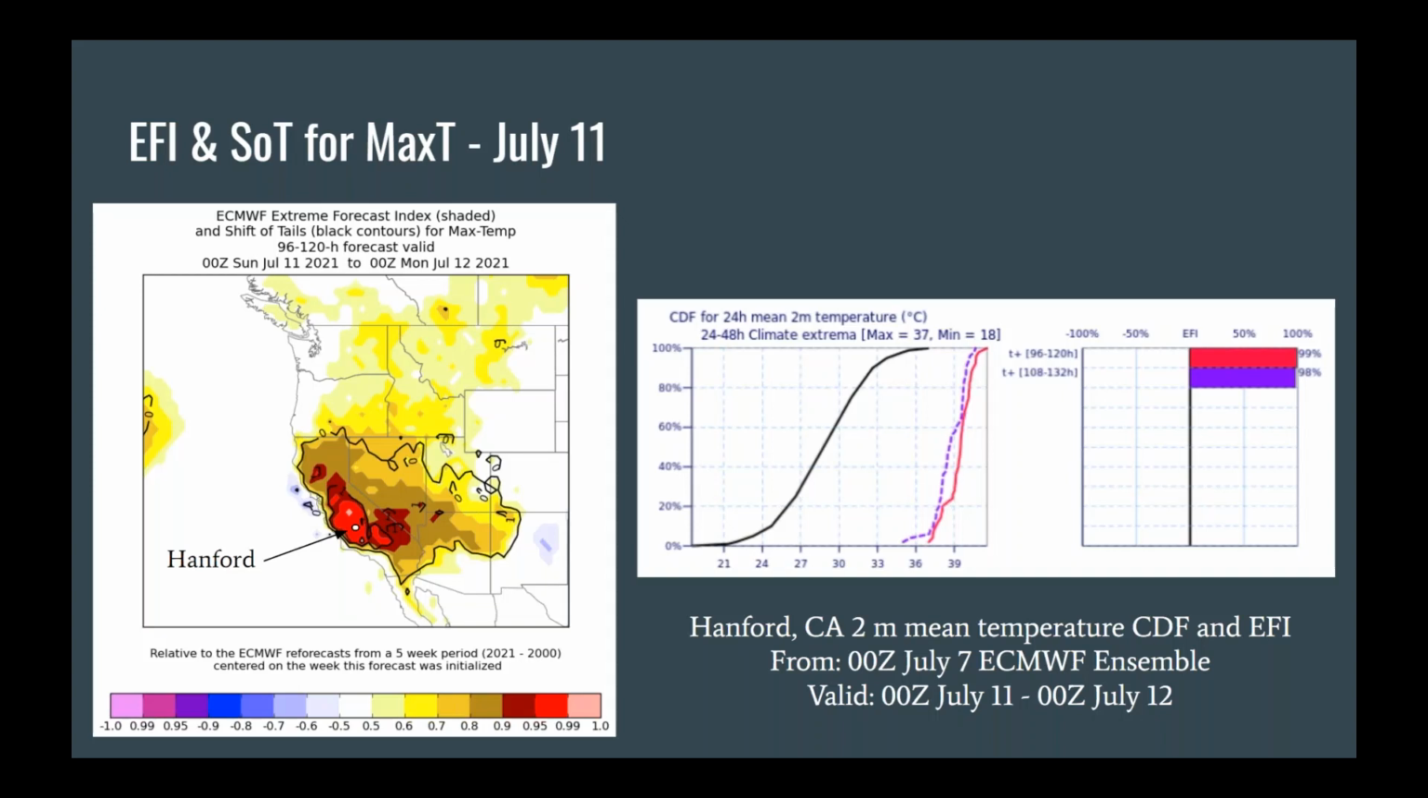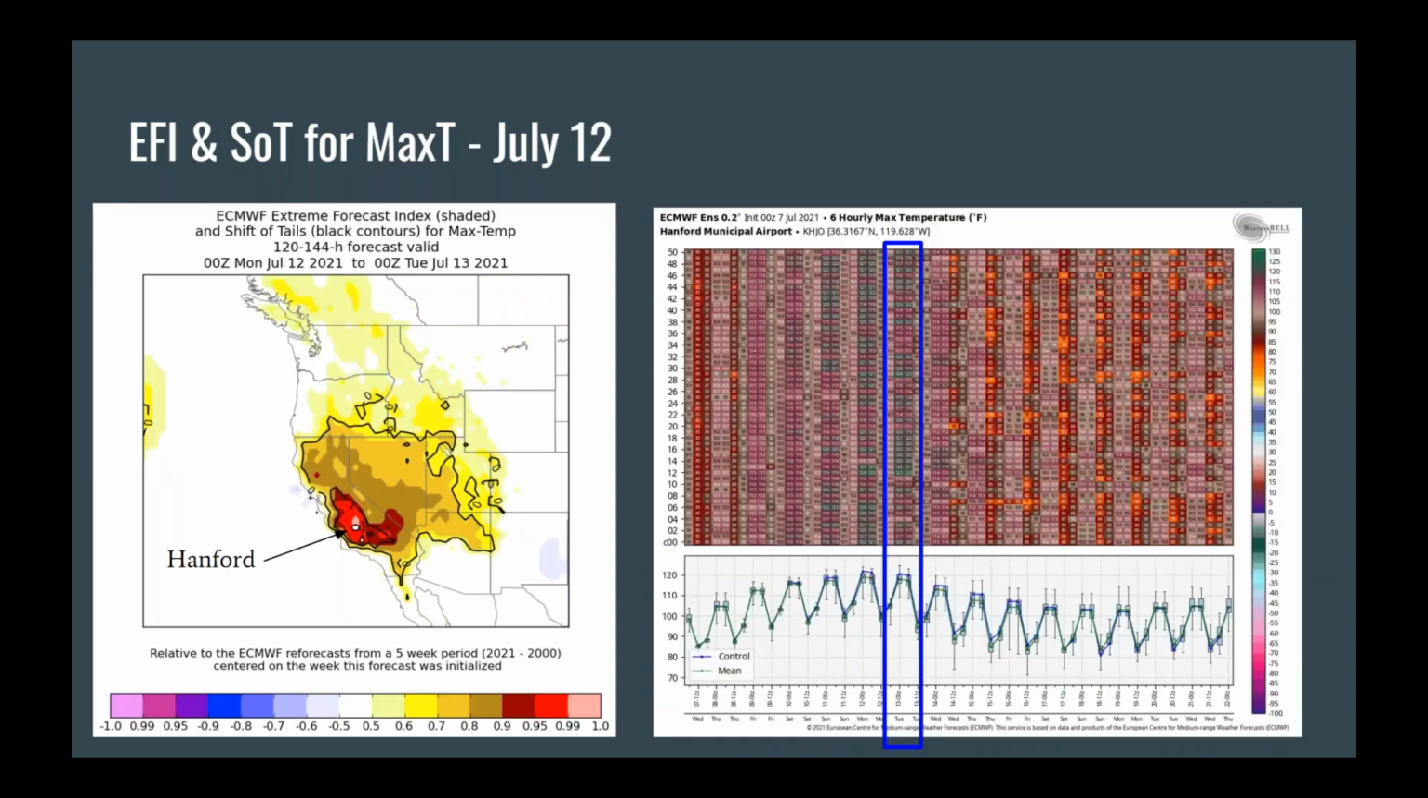The SOT is getting close to 2, and you can really see that in the graph, that you're getting a lot of ensemble members above 39 Celsius for the mean 2-meter temperature. It's getting farther and farther away from that M climate curve.